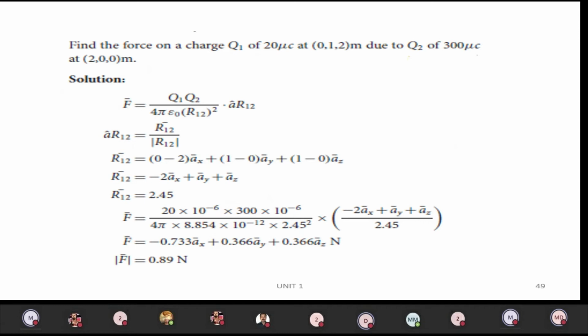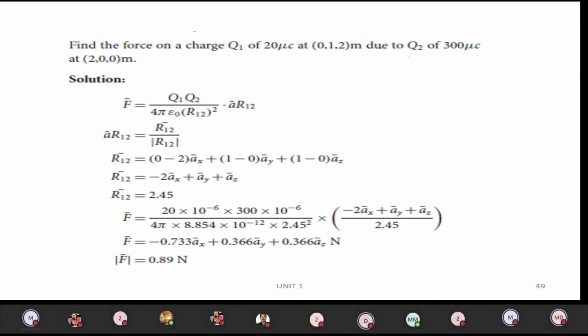So, a problem related to Coulomb's law. Find the force on a charge Q1 of 20 microcoulomb at (0, 1, 2) meter due to Q2 of 300 microcoulomb at (2, 0, 0) meter. So we have to find the force here.